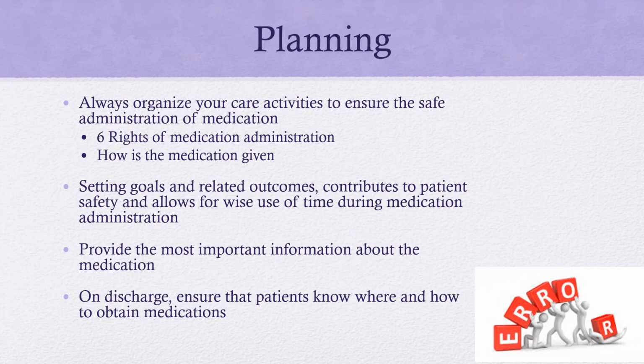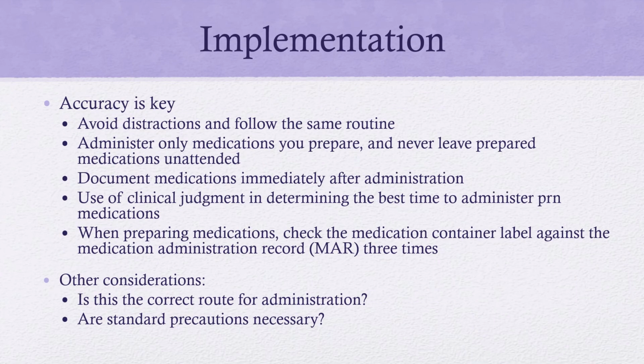Planning is our next phase in our nursing process. So organize yourself. Don't be rushed. Remember, 78% of errors are due to being rushed. Go through your 6 rights and your 3 checks. Take the label into the room so you can educate your patient. And then accuracy is key.